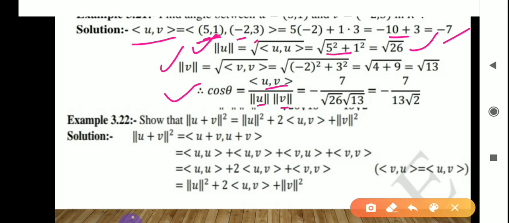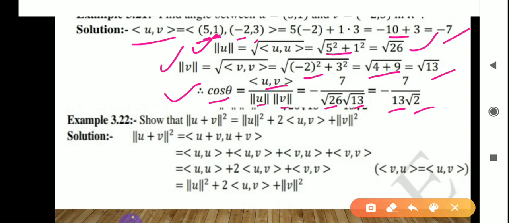Norm v is equal to under root of the inner product of v comma v, equal to under root of minus 2 square plus 3 square, equal to 4 plus 9, equal to root 13. After getting all values, put them in cos theta: we get minus 7 upon root 26 into root 13, and root 26 can be written as 2 into 13. So root 2 into root 13 into root 13. Root 13 into root 13 is 13, so root 2 times 13. So cos theta is equal to minus 7 upon 13 root 2. Then we can write theta is equal to cos inverse of this. So this is the angle between two vectors.